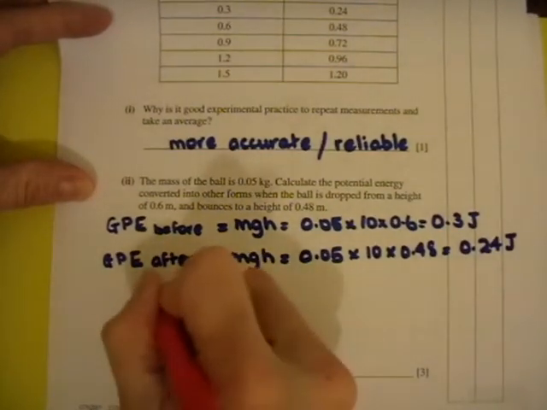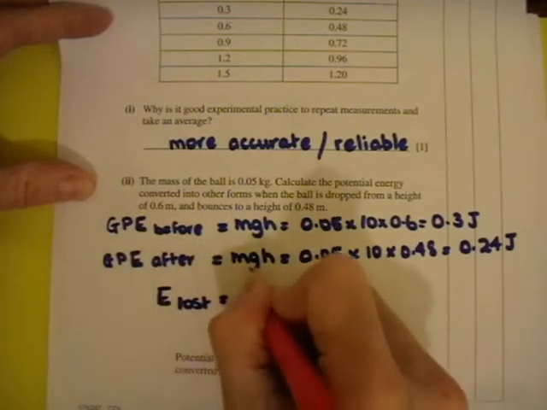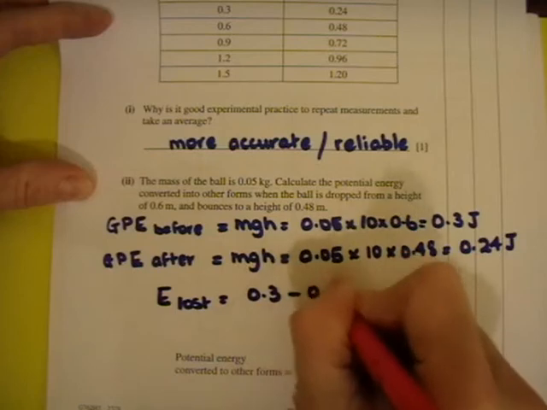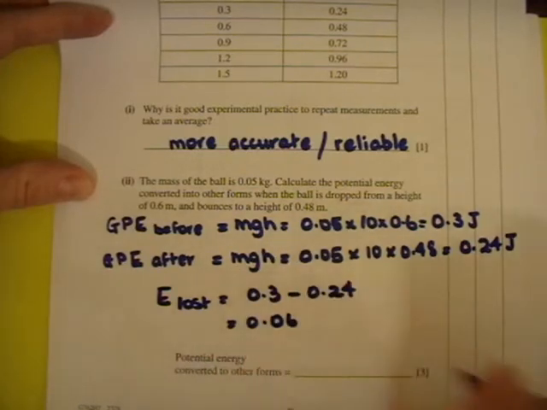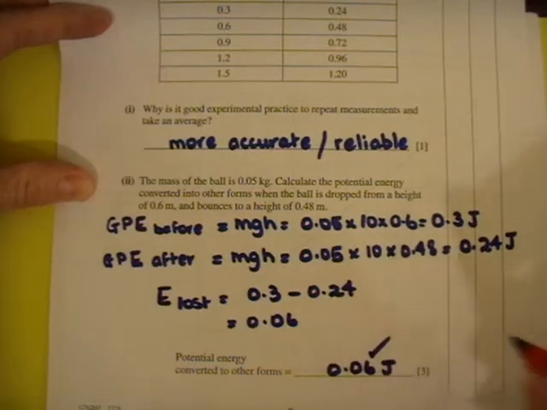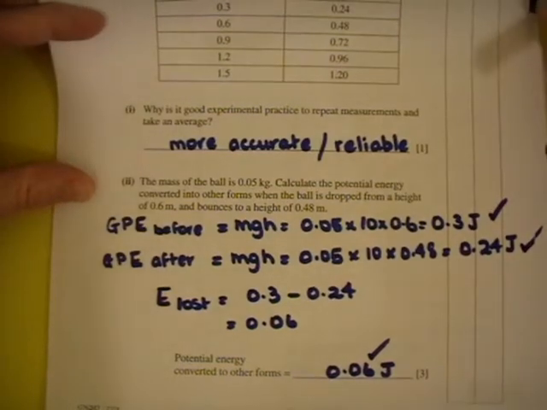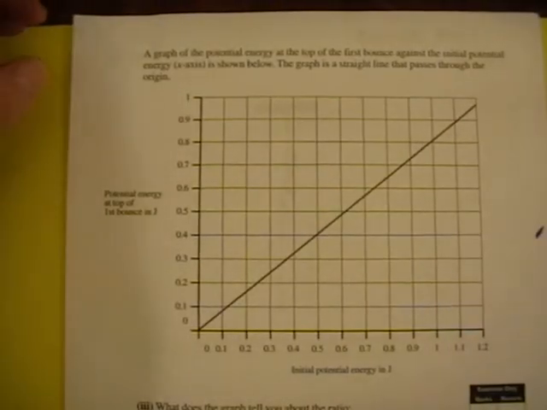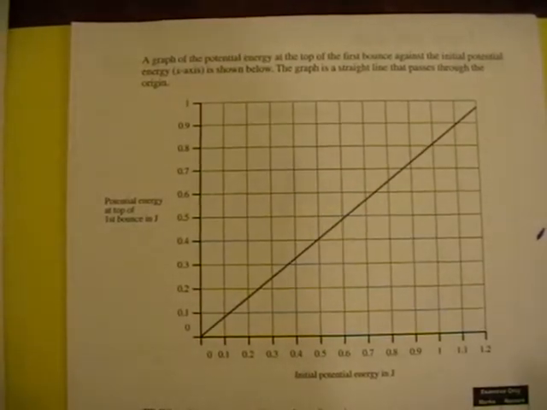And then the last part is just calculating how much energy is lost, and so that's 0.3 minus 0.24, and the answer is 0.06 joules. And so you get 1 mark for your answer, and you get 1 mark for calculating the potential energy before, and 1 mark for calculating it afterwards. The next question just continues from this, so we'll hold it here in case we need to look at it again.